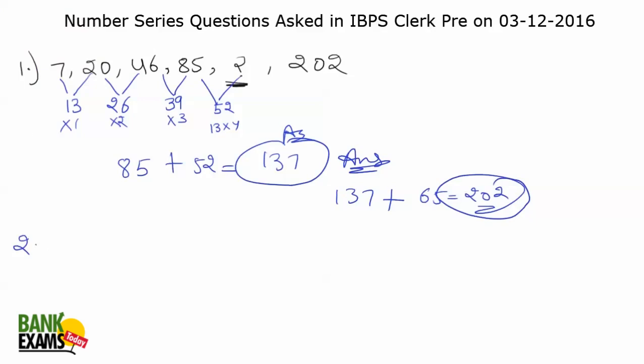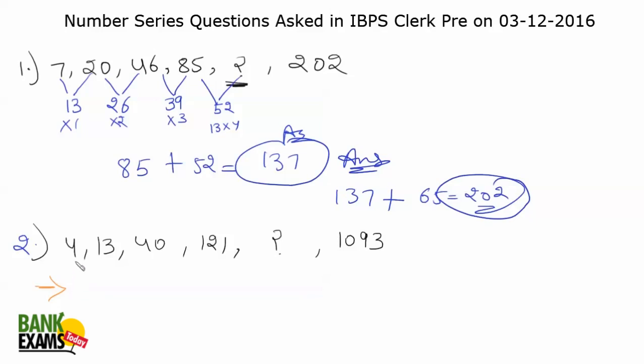Question number two. The series is 4, 13, 40, 121, there is a question mark, then there is 1093. Let's do this question. Okay, now I'm unable to find a clear pattern by watching the series.